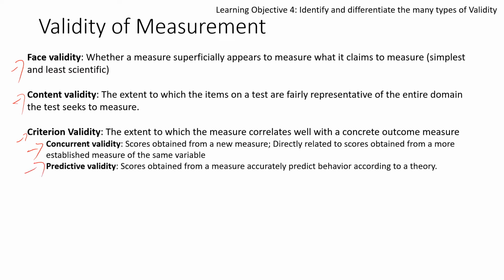And then there's predictive validity, which is where you check to see if your scores obtained from a measure predict future outcomes or predict behavior according to a theory. So predictive falls under criterion too because you're correlating, but now instead of correlating with an existing measure, you're correlating with actual behavior. So predictive validity here would be, let's say you were giving a behavioral measure and you were testing a survey measure. You would use predictive validity to see if the answers on the survey predicted their actual behavior.